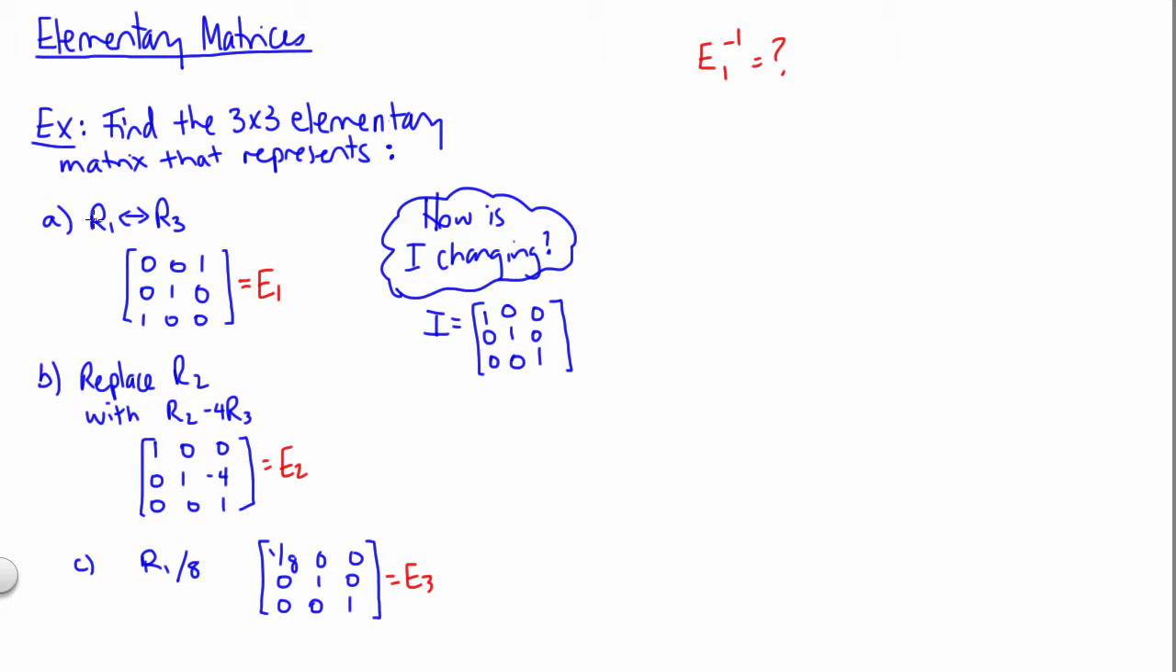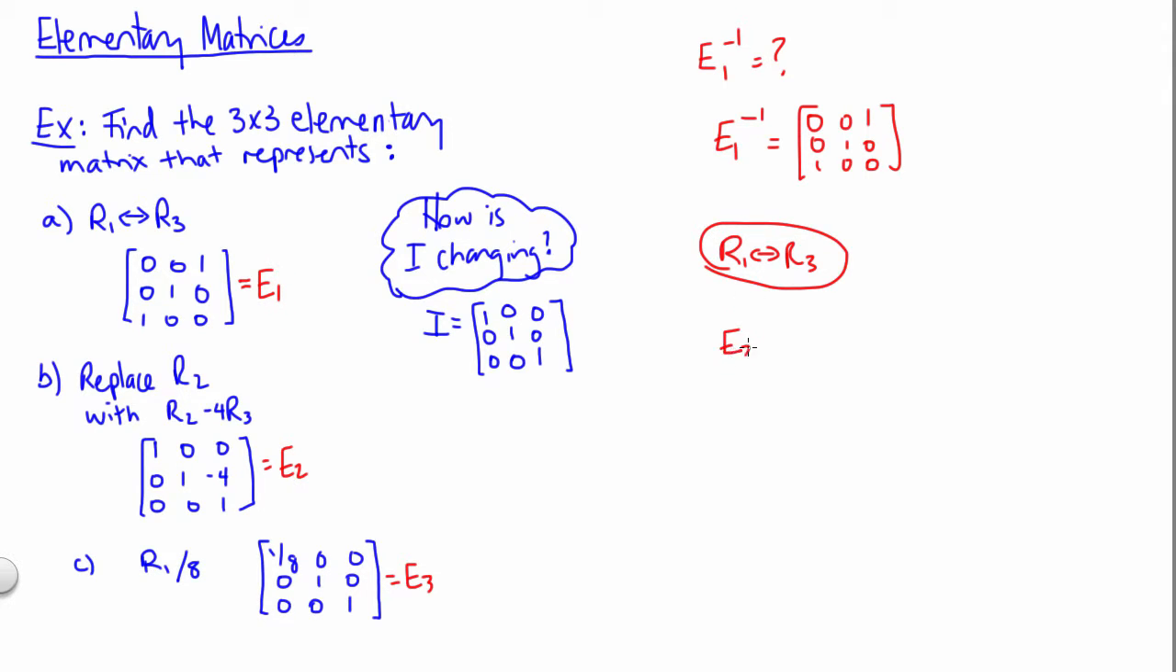So if E1 swaps row 1 and row 3, E1 inverse is going to undo that operation. It should swap row 1 and row 3 back again. So this is the operation that we want to encode. The way it's going to get encoded is like this. So there we go. That is E1 inverse. It undoes the operation that E1 performs.